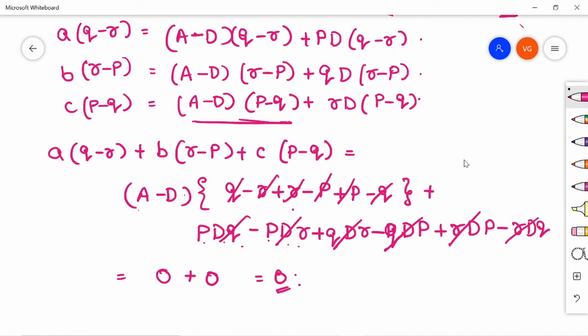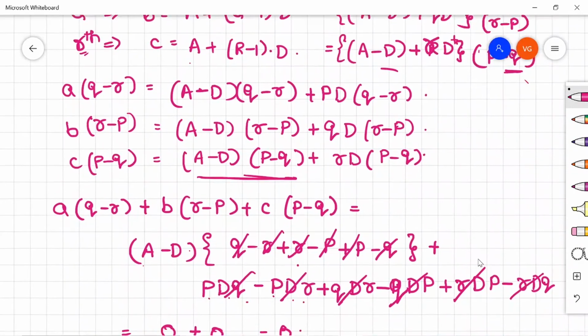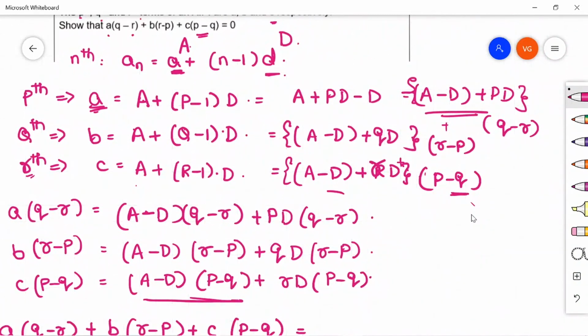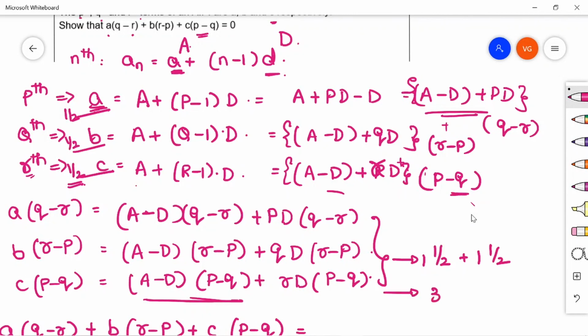So let me discuss the marking criteria here. For writing down these three equations, that is a, b, c, half, half, half mark here, 1.5 marks. Then multiplying these three, again half, half, half, 1.5 here. Plus 1.5, till here you will get 3 marks.